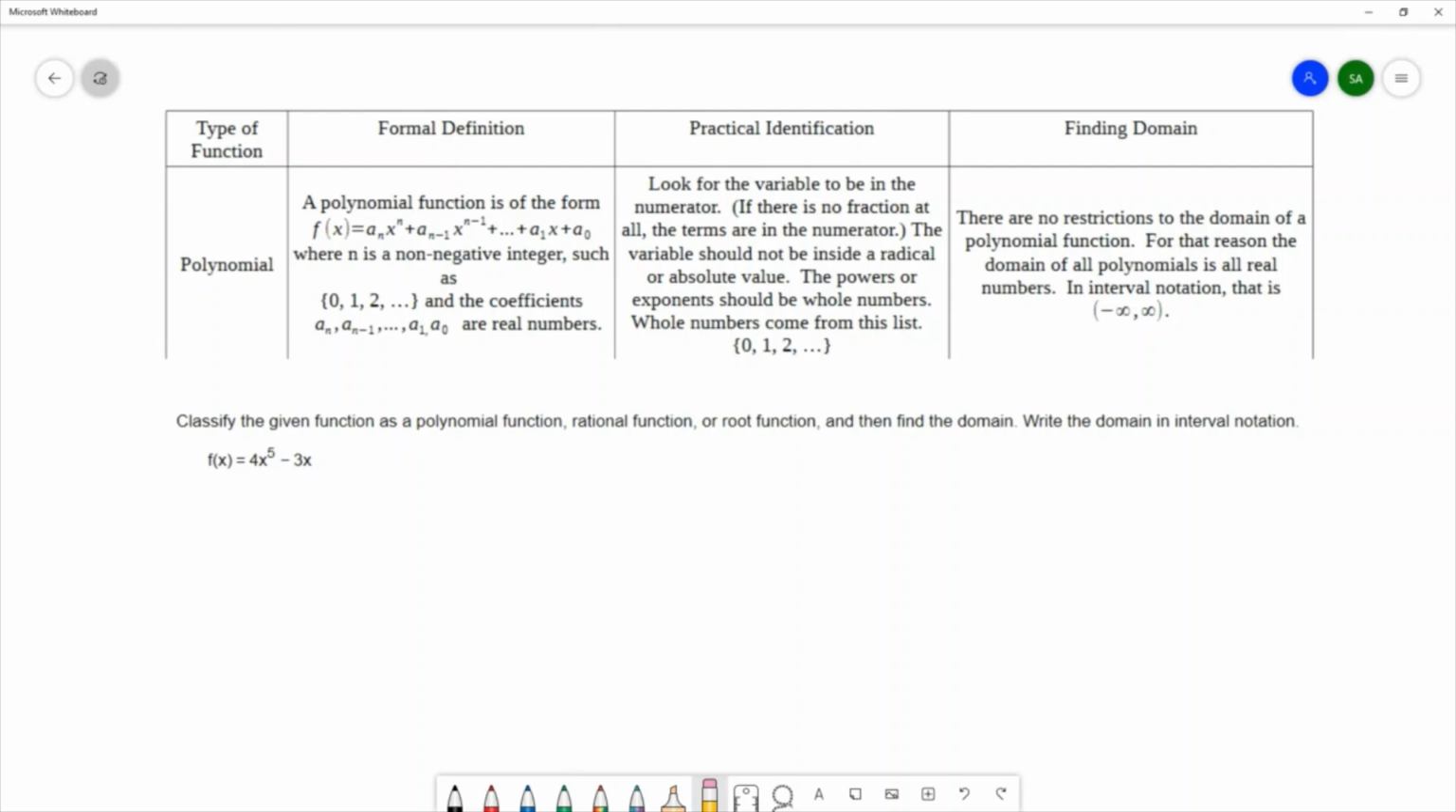And what's really nice about polynomial functions is that there are no restrictions to the domain. We're allowed to substitute any value for x. So since there are no restrictions, our domain will be all real numbers, or negative infinity to infinity. So there's not any calculation needed to find the domain of a polynomial function. You just have to be able to recognize when you have a polynomial function and understand that there are no restrictions and the domain will be all real numbers.